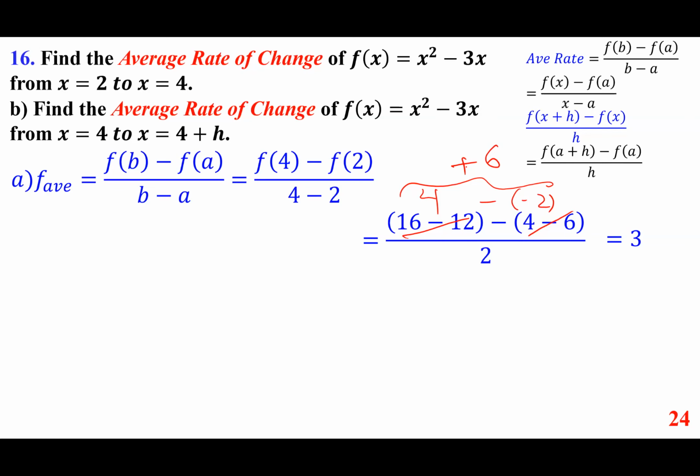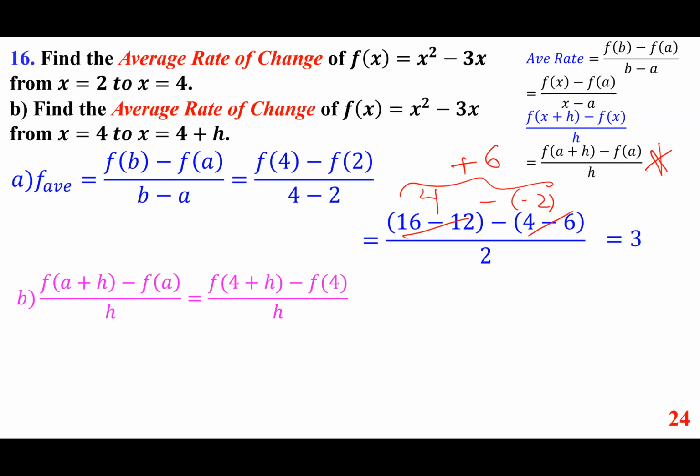For the next part, we want to evaluate this from x equals 4 to 4 plus h. So we basically use this. That's the idea. We are supposed to use f of a plus h minus f of a over h. In this case, f of 4 plus h minus f of 4 over h. So what do we do? We plug in and evaluate.